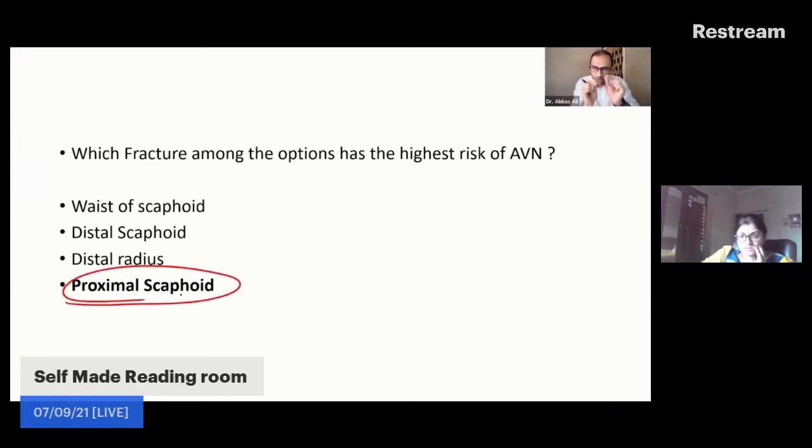Are you noticing just how, by changing one option here and there, the answer is changing? So concepts are important, not the facts that you have mugged up. Don't mug up, understand, because we know the blood supply. Blood supply is retrograde, from distal to proximal. Everybody got this.